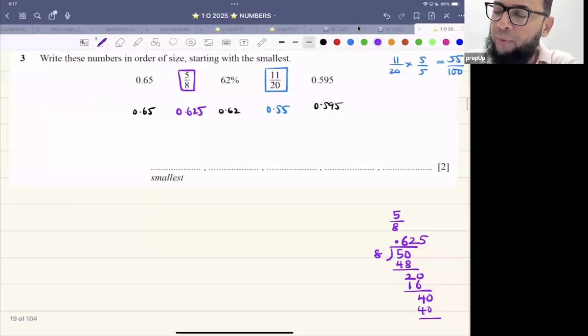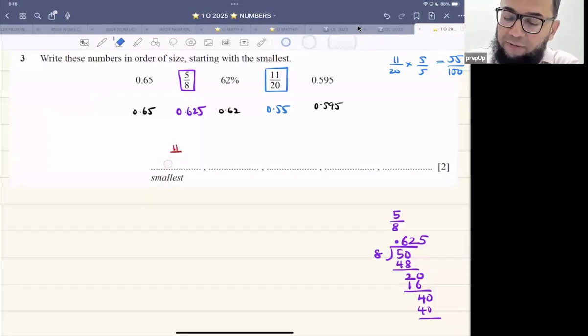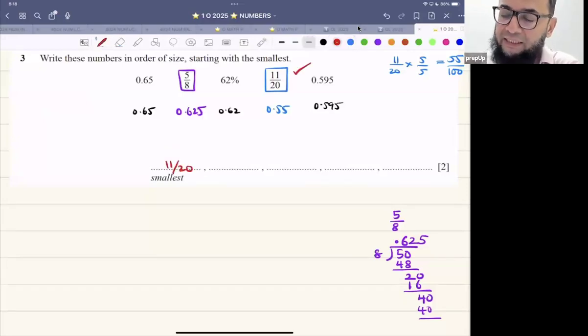Now choose which one is the smallest. So the smallest is, I think, 0.55. Write the original one. So that is 11 over 20. Write this as 11 over 20 because these are the numbers that are given. So 0.55 is used up. The next one is 0.595. That is the original thing.